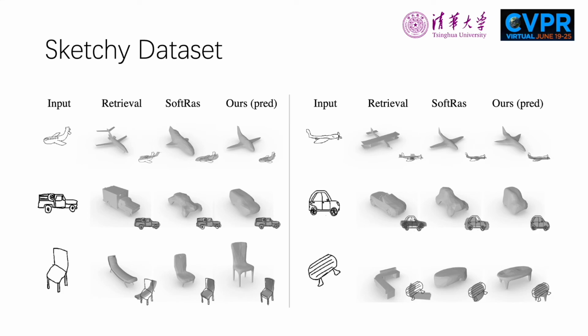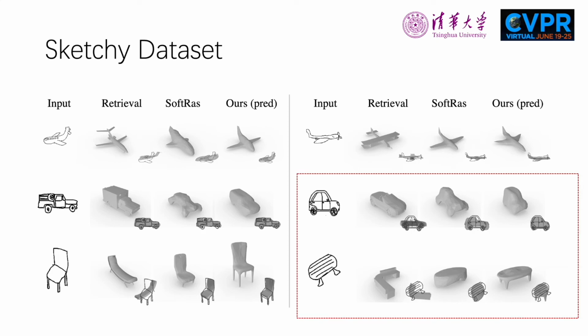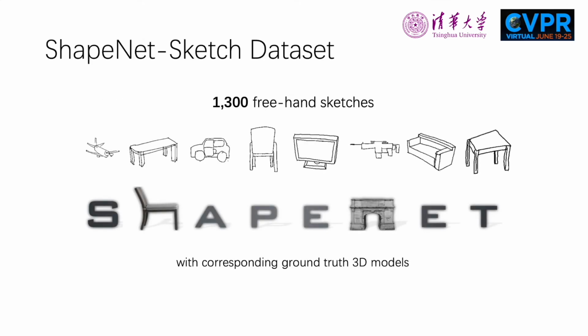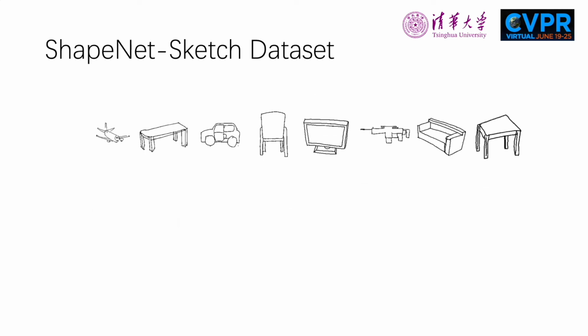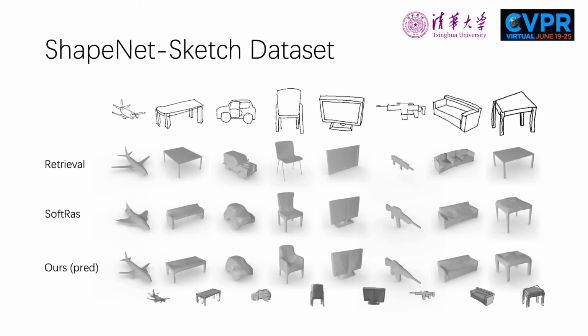Here we show the generation results of our method using predicted viewpoints on the Sketchy dataset. Our method tends to produce 3D shapes better matching the input sketch. We quantitatively demonstrate this in the paper. Also, our model generates reasonable results for out-of-distribution data, like the car in the table. To further evaluate our method, we collect a ShapeNet sketch dataset containing 1,300 freehand sketches drawn by novice users and their corresponding 3D models. The dataset is available online to inspire further research. Here we show comparisons on our dataset.